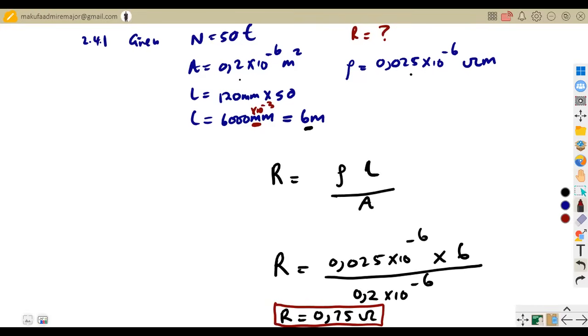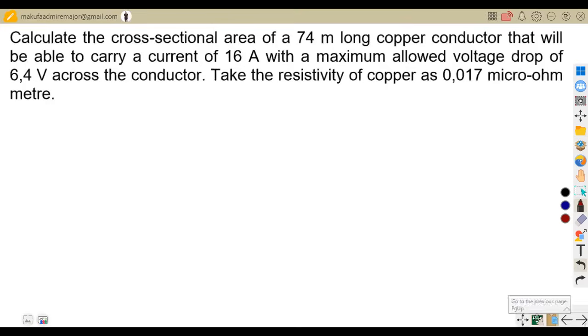That is how you play around with your information. Let us check another question on our resistivity. We are given the cross-section, and we are supposed to calculate the cross-sectional area of a copper conductor that has a length of 74 meters.